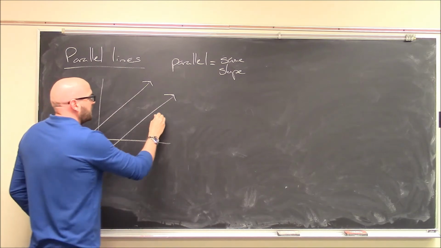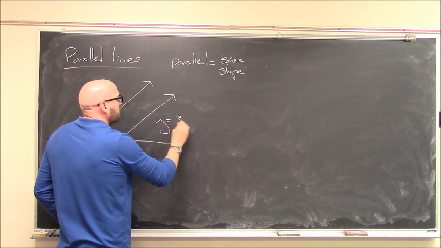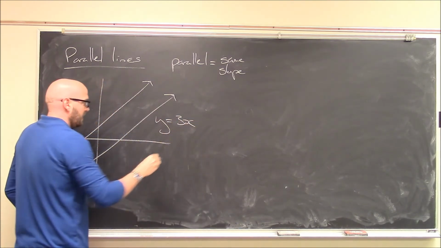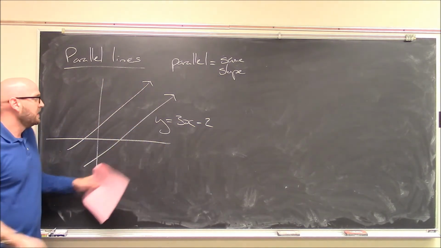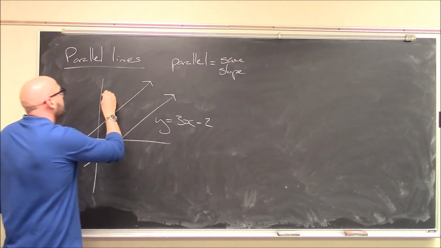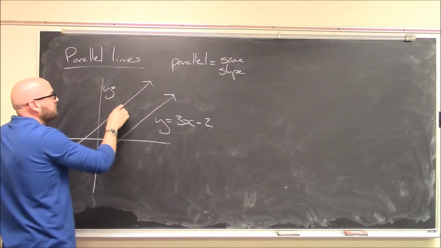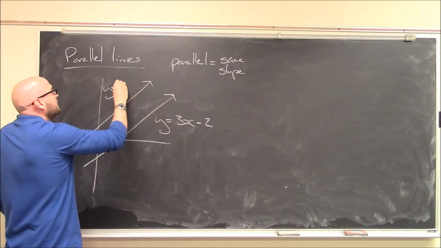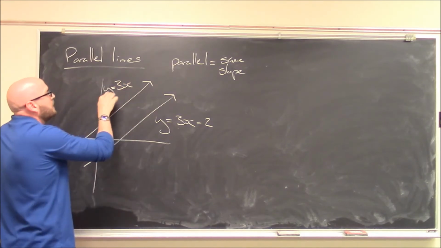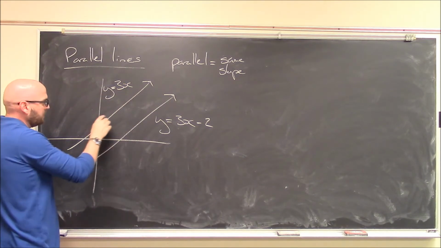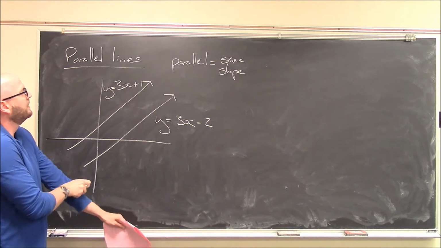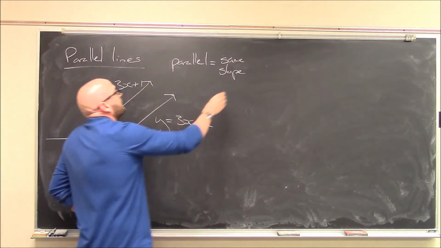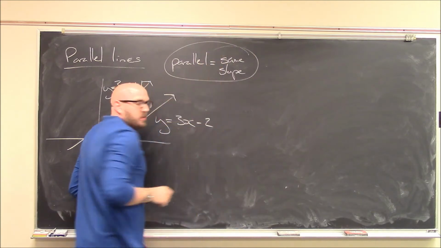So maybe I'd call this one y equals 3x minus 2. I'm just making up numbers here. But if that one's 3x minus 2, then you know what the equation of this one has to be. If this one has slope 3, then this one has to be 3. So this would be y equals 3x, let's say, plus 1. It's got a positive y-intercept. So this is the definition of parallel. Parallel means they have the same slope, the same m values.